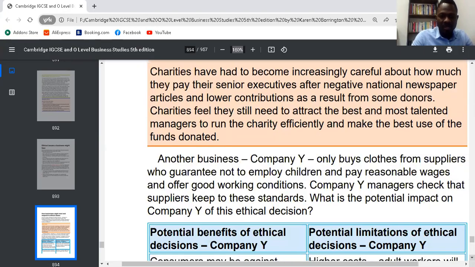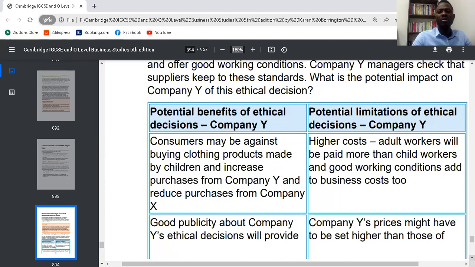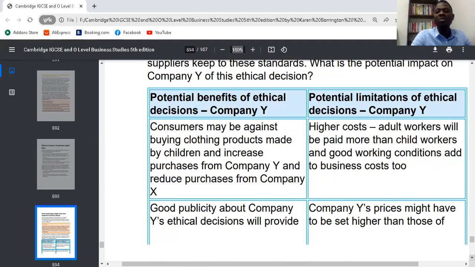Go down. Let's see. So the reaction of businesses to ethical issues will be based on the benefits of adopting it and the limitations to adopting it. So are you there? Scroll down. Yes. Okay.